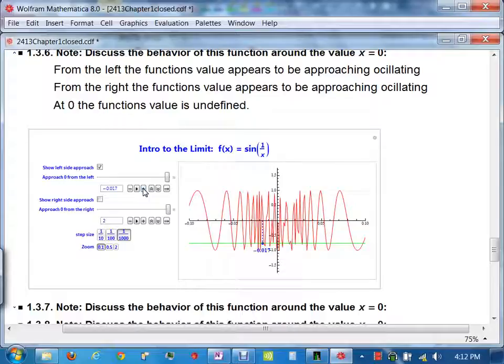So everything we've had up to this point, coming in from the left, it was headed somewhere, right? Coming from the right, it was headed somewhere. This is our first example where the function actually doesn't head anywhere. It's oscillating infinitely. So we will say here later that this does not exist. This left-hand approach is not approaching anything. Same thing's happening from the right side.